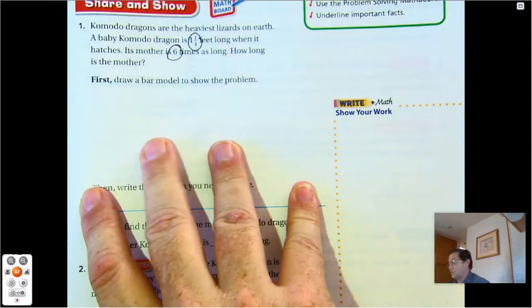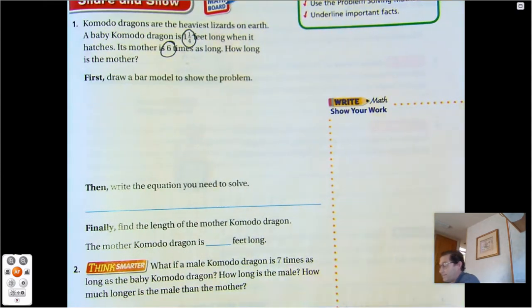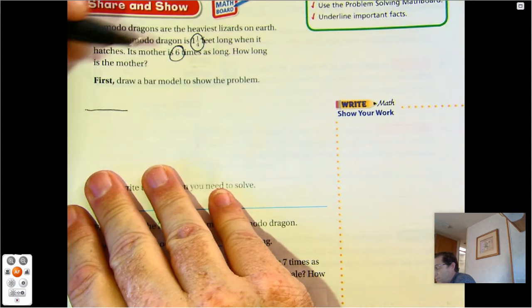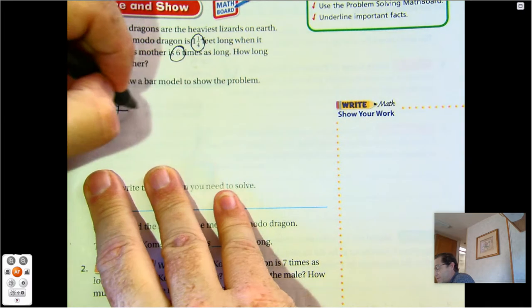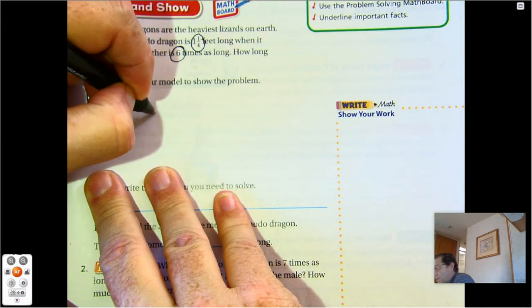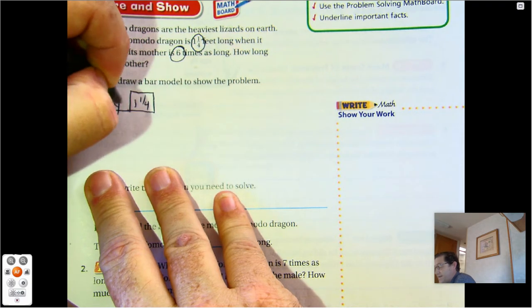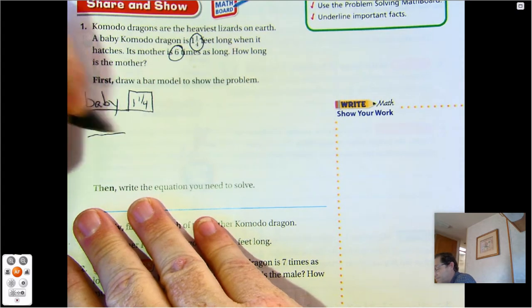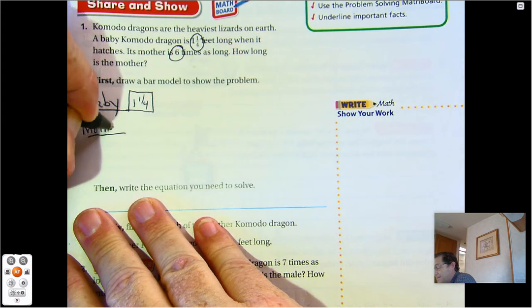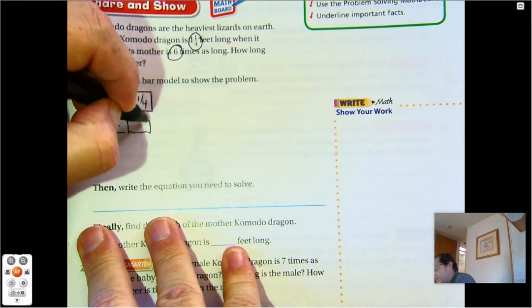6 times as long. Wow. Okay. First, draw a bar model. So we're going to start with the smaller one. So we're going to say baby. And the baby is 1 1/4 feet. The mother is 6 times as much. So how many 1 1/4? 6.